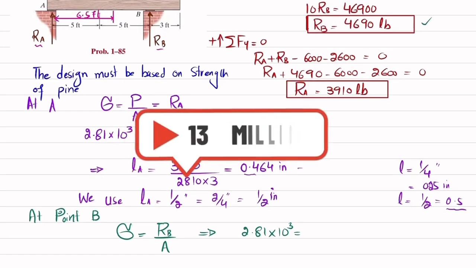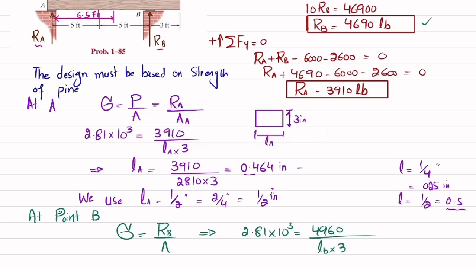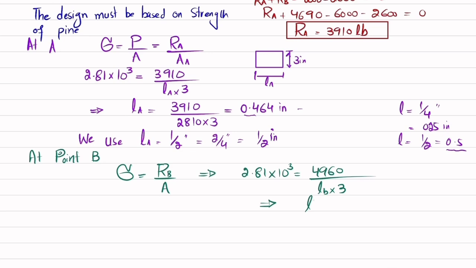RB is calculated as 4690 divided by area of base plate. For B it will be LB into 3 inch. So again this length LB will be equal to 4960 divided by 2810 multiplied by 3. And when you calculate it, it will be equal to 0.556 inch. So LB is equal to 0.556 inch. And we will take it to the nearest 1 over 4 inch.